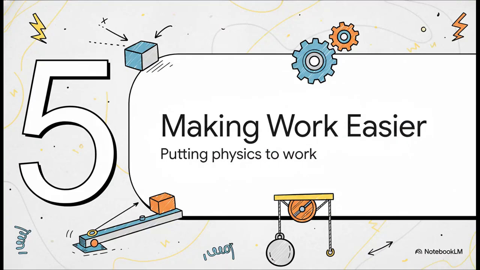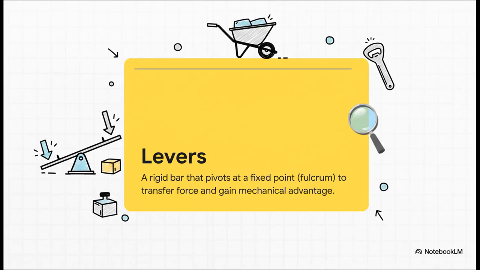So now we have all the pieces of the puzzle. We know about motion, we know about forces, and we know about energy. In this last section, we finally get to the payoff. How do we use all this incredible understanding to actually manipulate our world and make work easier for ourselves? Let's start with one of the oldest and most powerful tools ever invented, the lever.